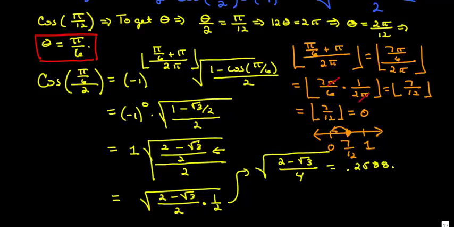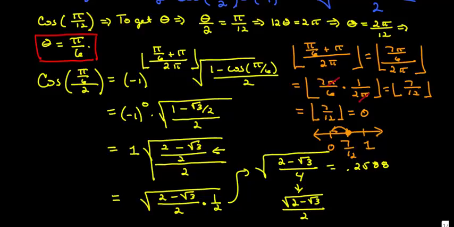So this is equal to 0.2588. Another way that you could write this is you could put the square root into both of them, so you'd end up with this: square root of 2 minus the square root of 3 over the square root of 4, which is just 2. So if you want to go from this to this, some people like this a little bit better, you can do that.